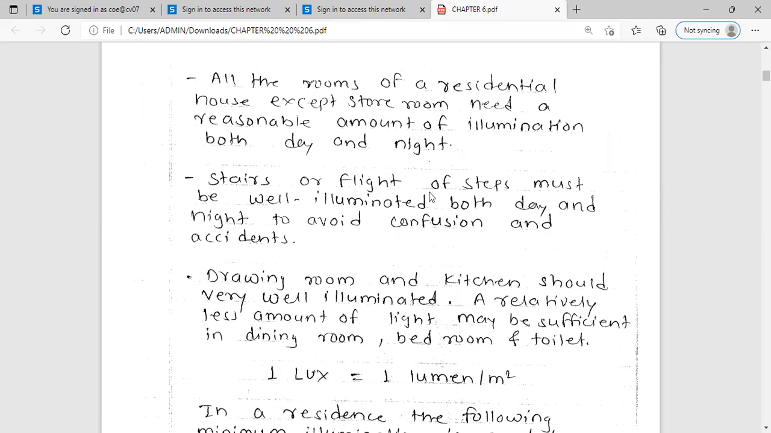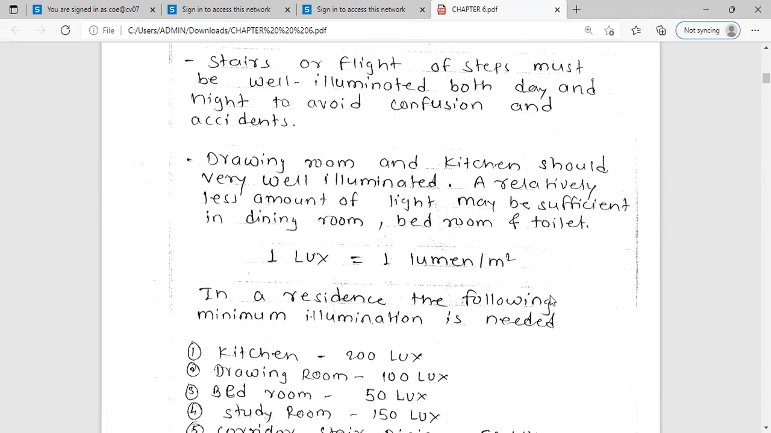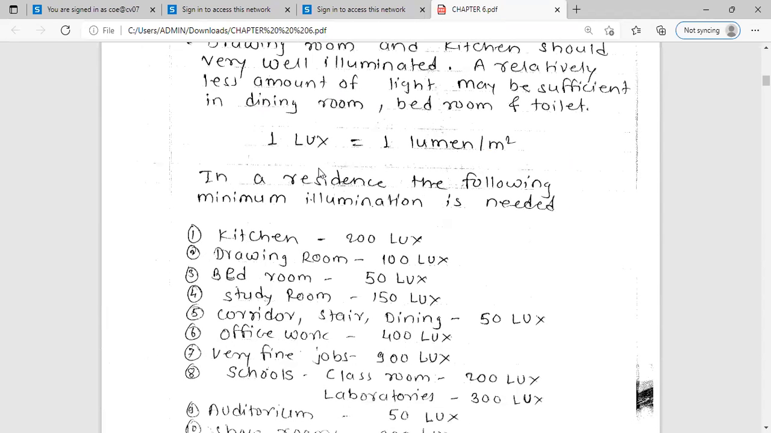Stairs or flights of steps must be well illuminated both day and night to avoid confusion and accidents. The drawing room and kitchen should be very well illuminated. A relatively smaller amount of light may be sufficient in a dining room, bedroom, and toilet. Here we are considering light in the lux unit, and one lux is nothing but 1 lumen per square meter.